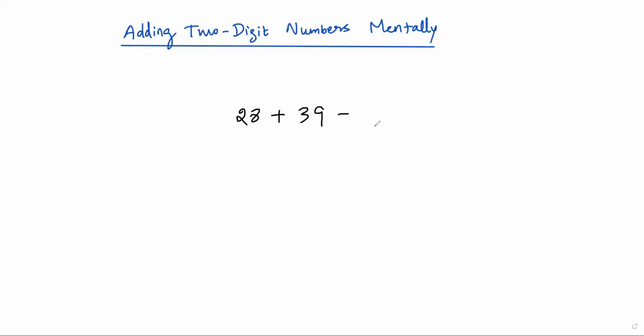Okay, 28 can be written as 30 minus 2 and 39 can be written as 40 minus 1. So when you combine 30 and 40, it will be 70. When you combine negative 2 and negative 1, it will be negative 3, which is equal to 67. Let's look at another example.